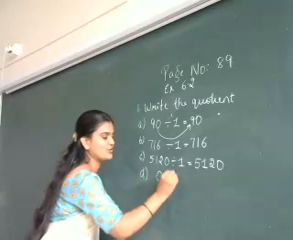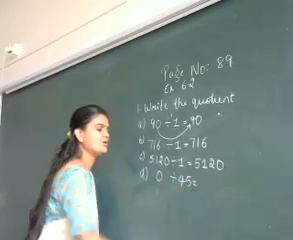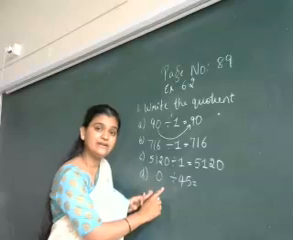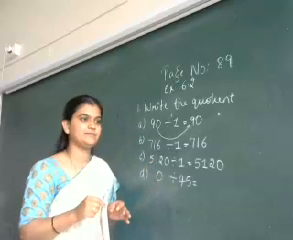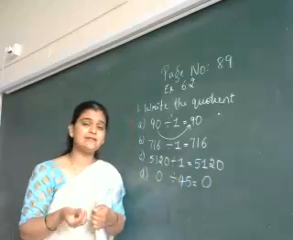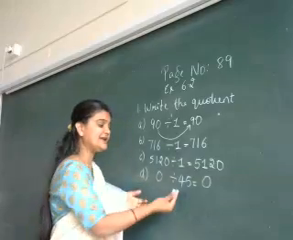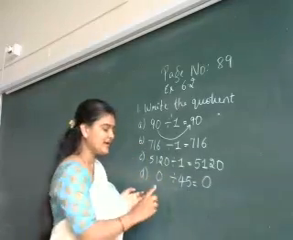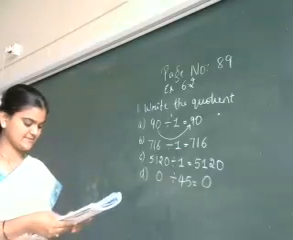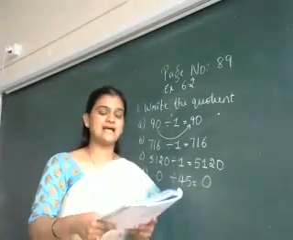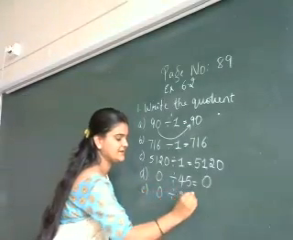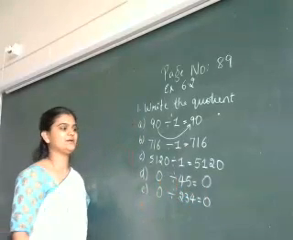It is 0. Why is it 0? Yes, the dividend is 0. Correct. The answer is 0 because the dividend is 0. When the dividend itself is 0, it has nothing to get divided. Let the divisor be any big number, no issues. The dividend is 0, so the answer itself will be 0. Okay? Next, children, E and F. What is the answer? 0 divided by 234. It is 0. Very good.